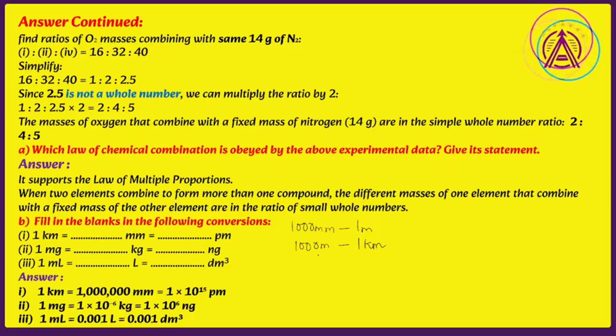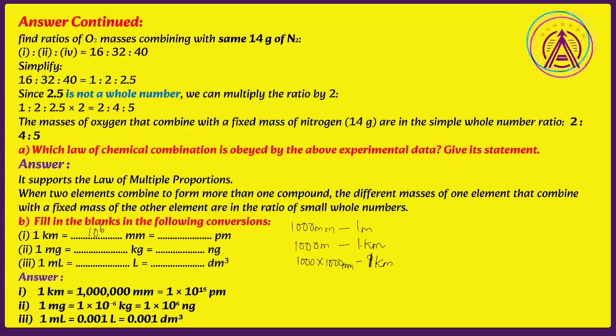So in case I have to find out, 1000 meters is 1 kilometer, so 1000 into 1000 meters is how many kilometers I get. Okay, so it is nothing but 10 power 6 millimeters that I get over here. 1000 into 1000 millimeters is 1 kilometer. Here it becomes 10 power 6 millimeters.